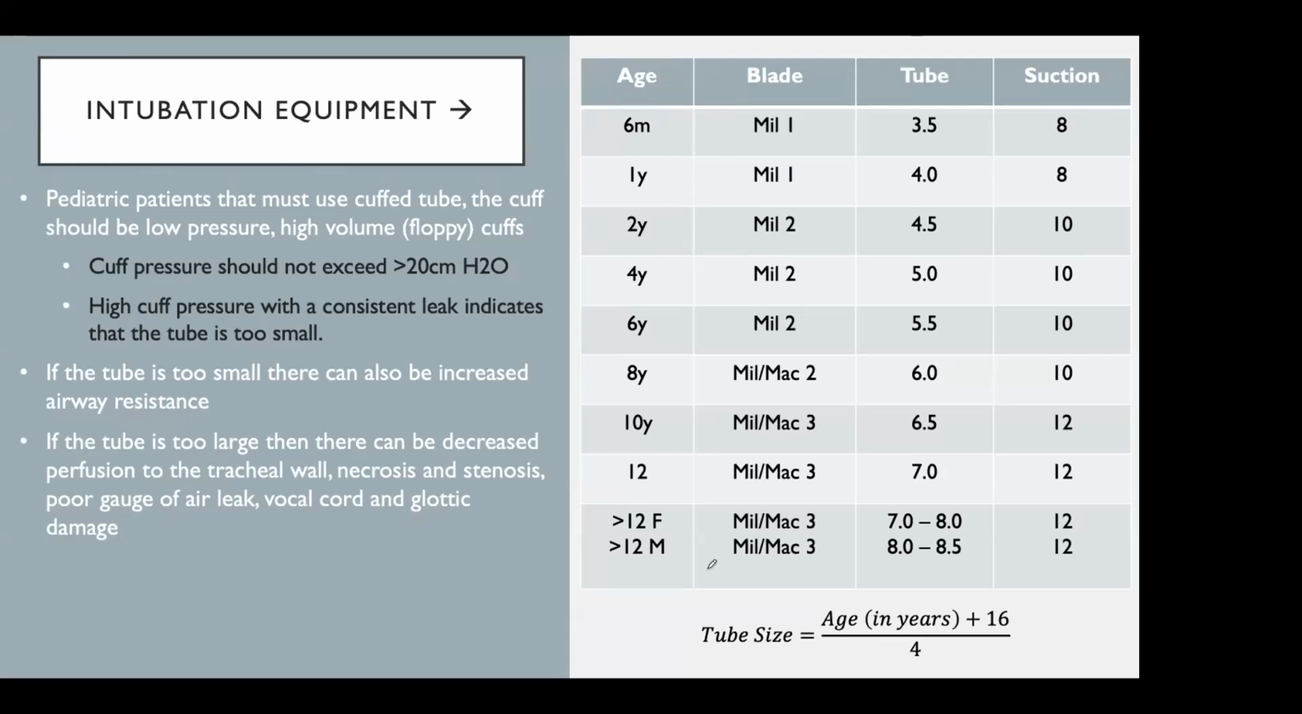So we take our tube size, we take our age in years. Again, this is just a quick estimate. Our age in years plus 16, divide that by 4. That should give you roughly what type of tube size you're going to use.